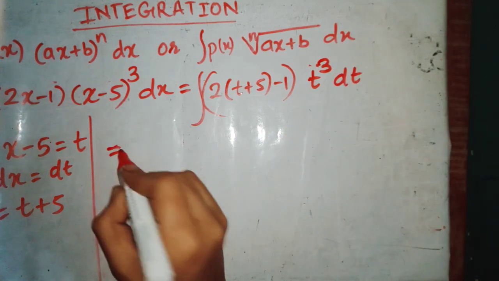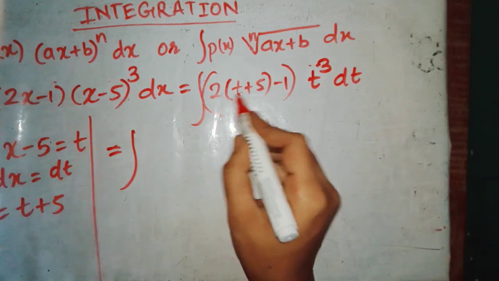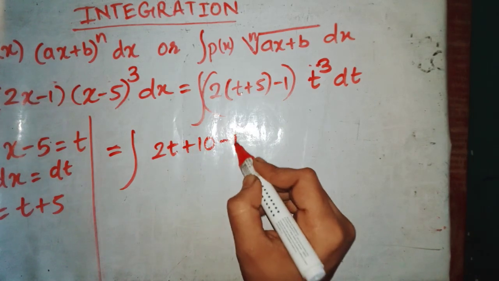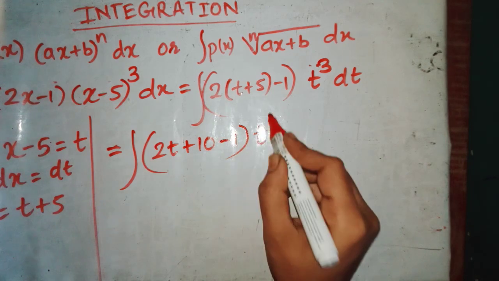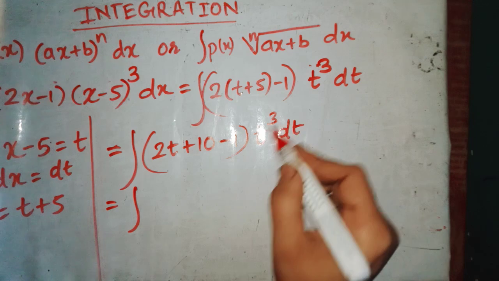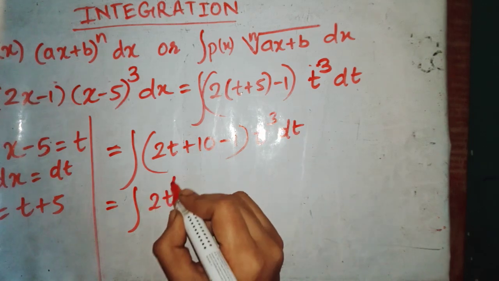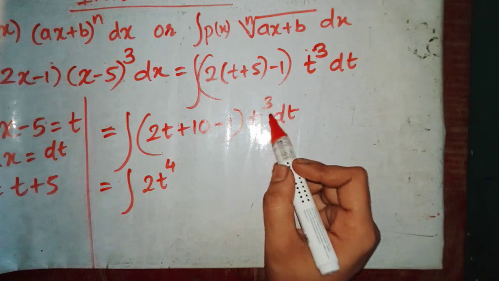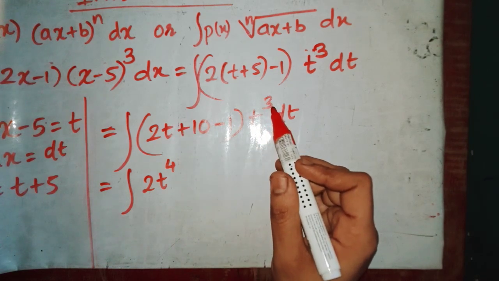Now it's easy. This will be (2t plus 10 minus 1) into t cubed dt. So 2t into t cubed is 2 t raised to 4, because t raised to 1 into t raised to 3 gives 3 plus 1, 4.